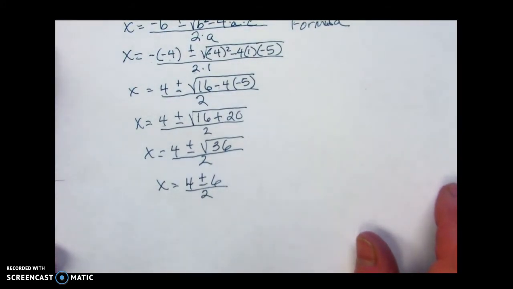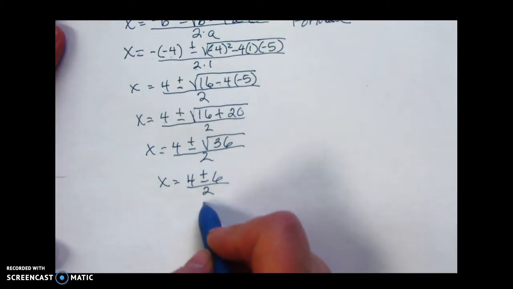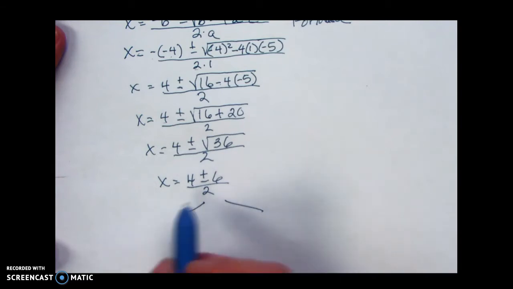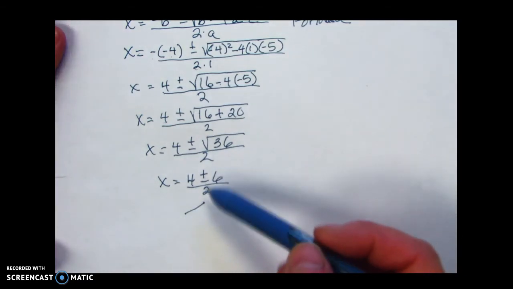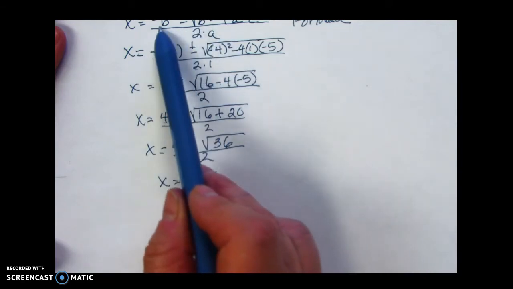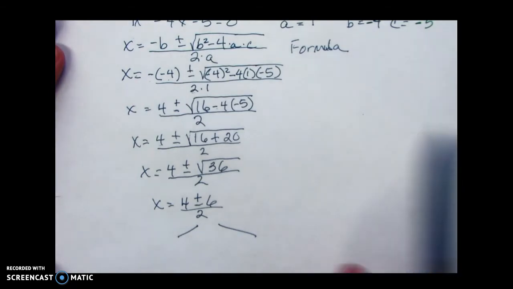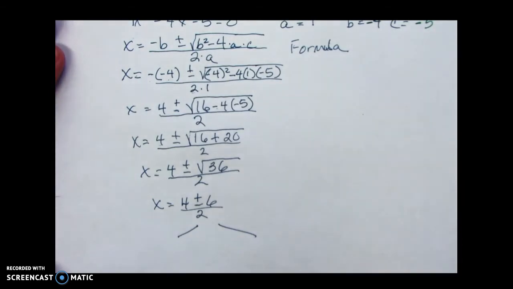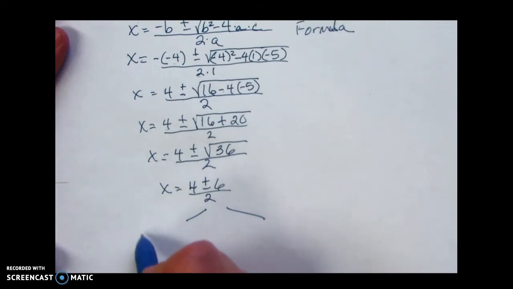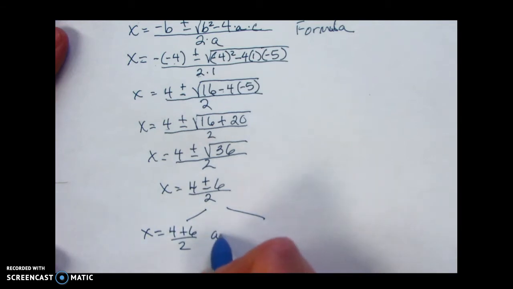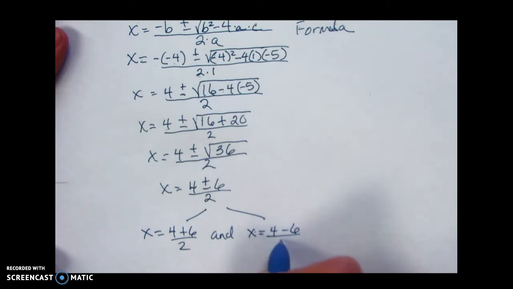Okay, next thing I do is split this into two different problems. Remember, we've been saying x equals, and the formula is negative b plus or minus, the plus or minus. Now we will find out what we're talking about with the plus or minus. We're talking about two different numbers. So we're going to have x equals 4 plus 6 divided by 2, and x equals 4 minus 6 divided by 2.